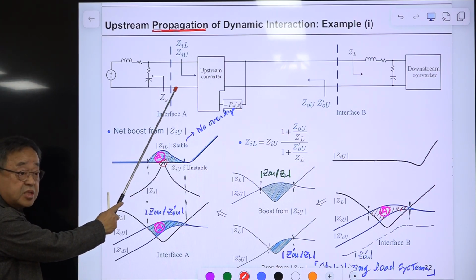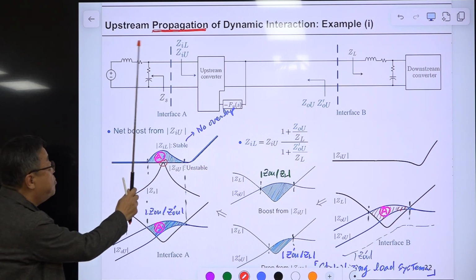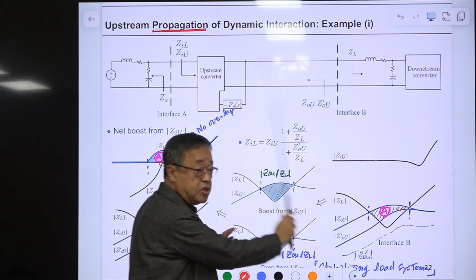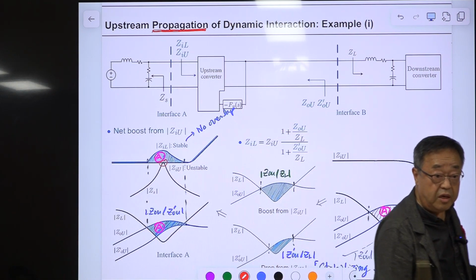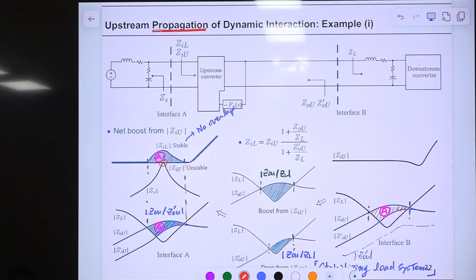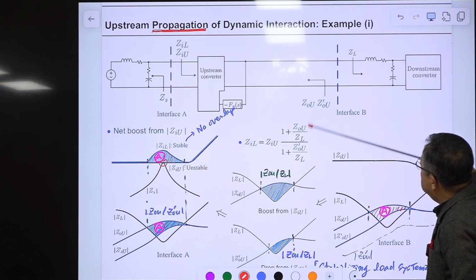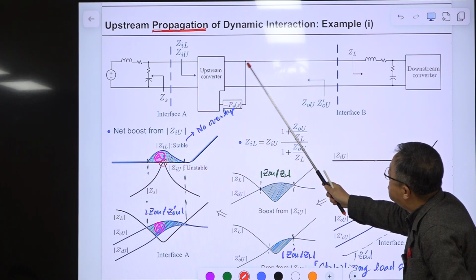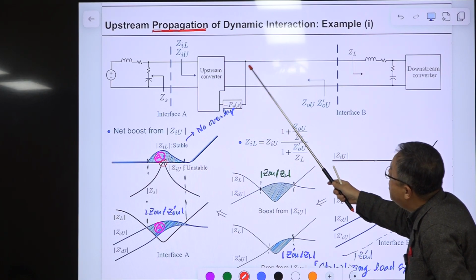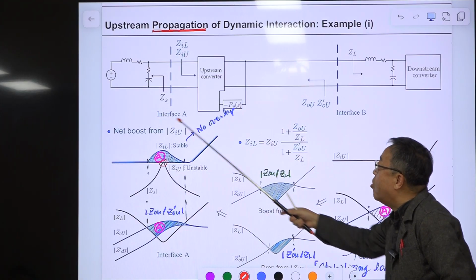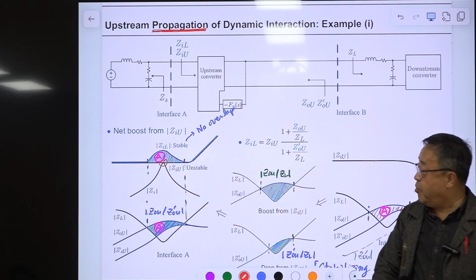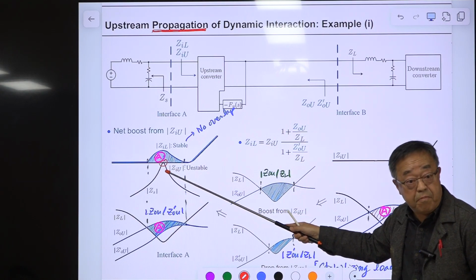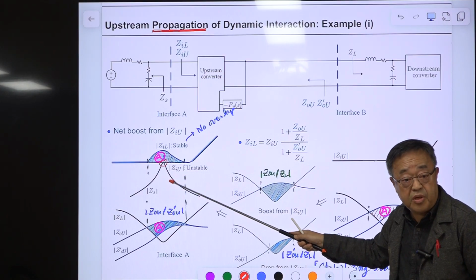Unstable. We have seen this, okay? So this becomes unstable, then the whole system becomes unstable. Without this filter, GIU, without this load subsystem, maybe there is a current sink, then that upstream converter alone is unstable because of this impedance overlap, bad, unstable impedance overlap.